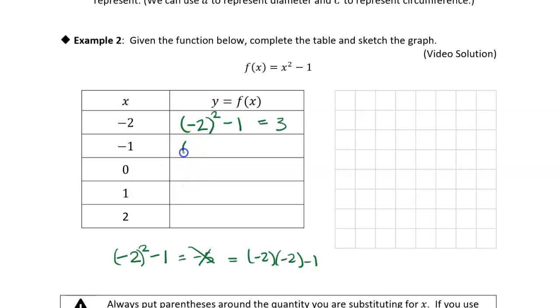Like I said, I would suggest putting parentheses around any time you replace x with some other value. You want to put parentheses around it, right? Because you're going to square the whole thing. All right, so let me just compute these values.